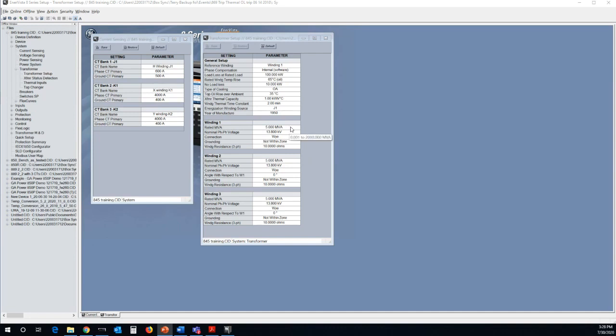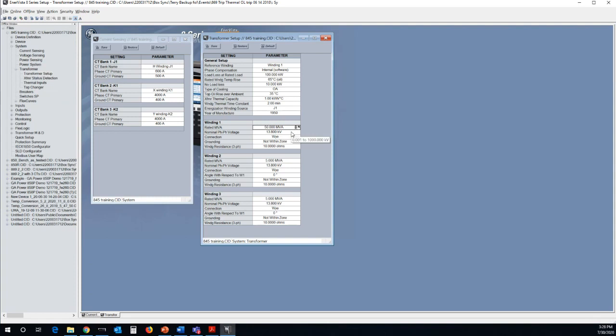So winding 1 was the H winding, right? I know that because that screen's still open right there. So that particular winding is not on my diagram. It doesn't say what the MVA rating is. That's a very important thing. So let's say this is a 50 MVA winding, right? So winding 1 is 50 MVA.